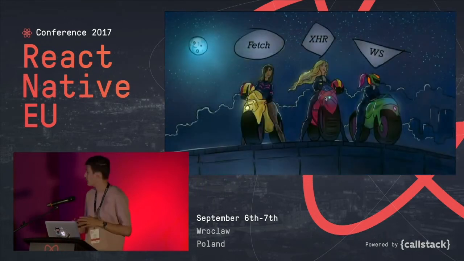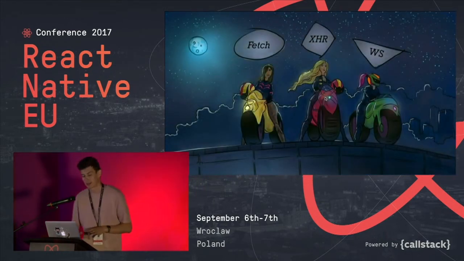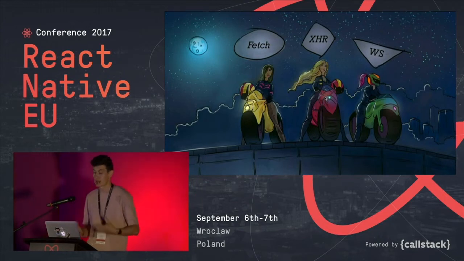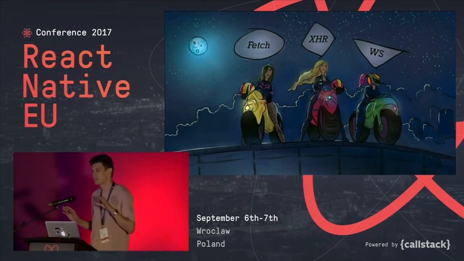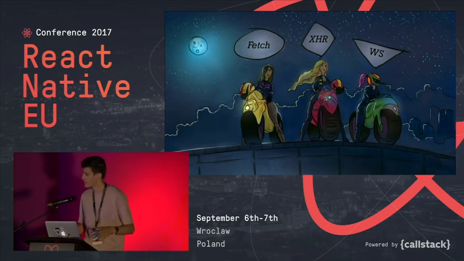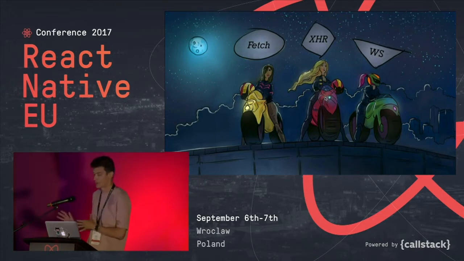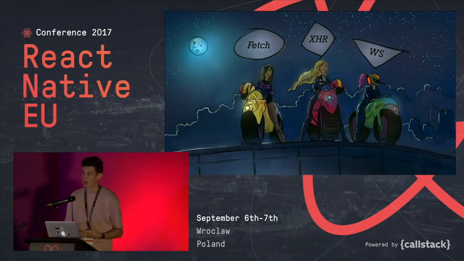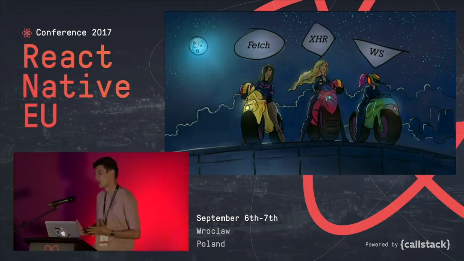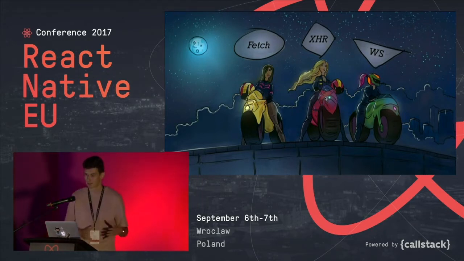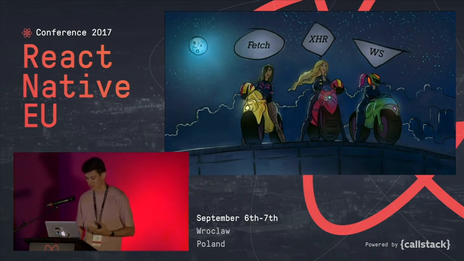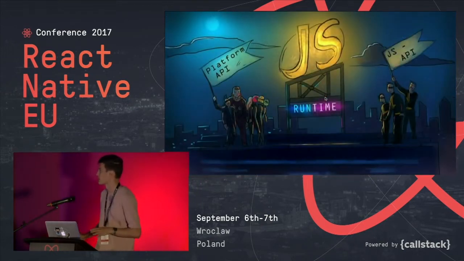So these are three APIs that React Native exposes to JavaScript. I'm saying that because you might or might not know, but these APIs are not a part of the JavaScript language. So it's out of scope for the JavaScript engine to implement them. Therefore, it's up to the underlying platform to implement these APIs and bridge them to the JavaScript runtime. So basically, the JavaScript runtime looks like this.